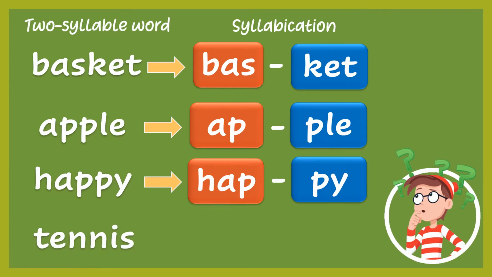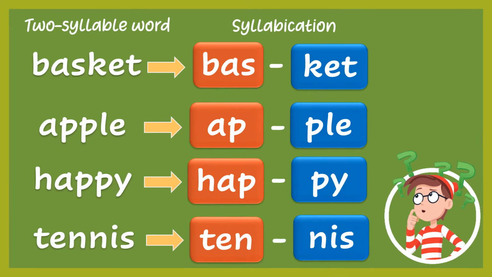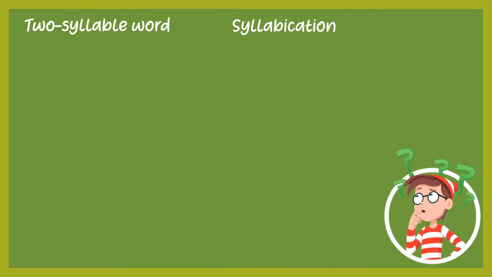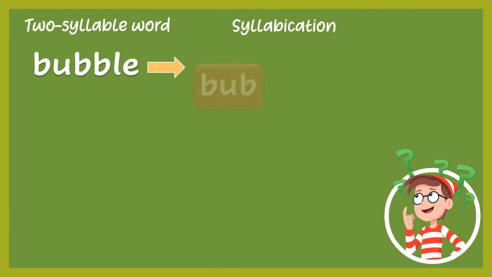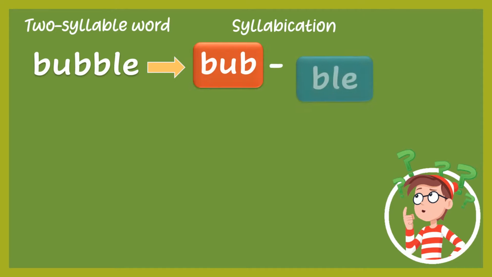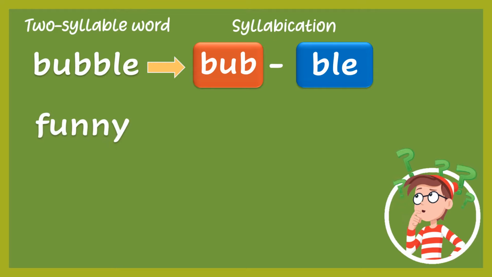Next word is tennis. It has two syllables, and if we're going to syllabicate it, it goes like this. Ten, nis, tennis. Next word is bubble. It has two syllables, and if we're going to syllabicate the word bubble, it goes like this. Bub, ble, bubble.